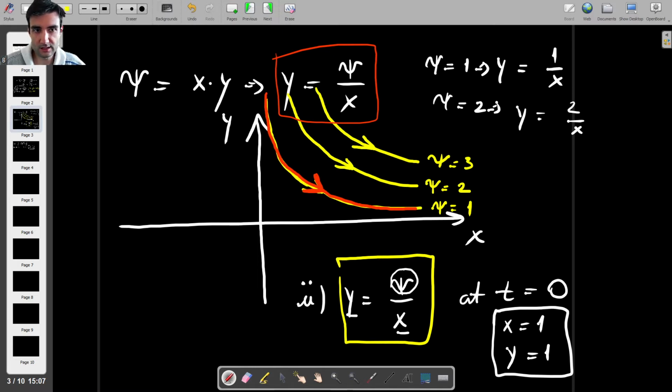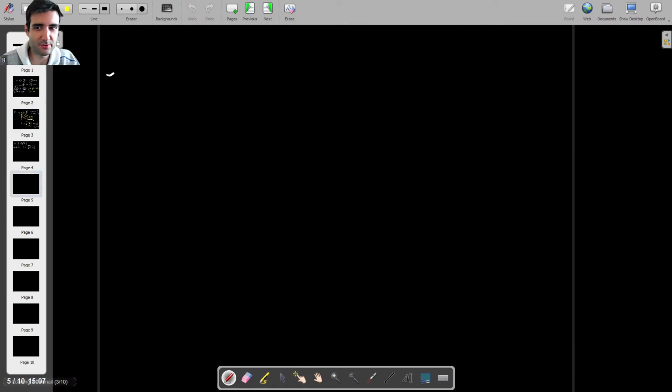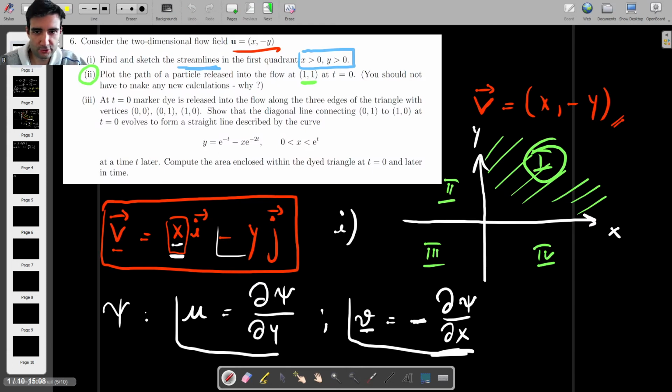That is the answer. Okay, now let's move on to part 3, and it's actually part 3 that's the more interesting bit here. Okay, so here's what we know. At time t equals 0, a marker dye is released into the flow along the three edges of the triangle with those vertices.